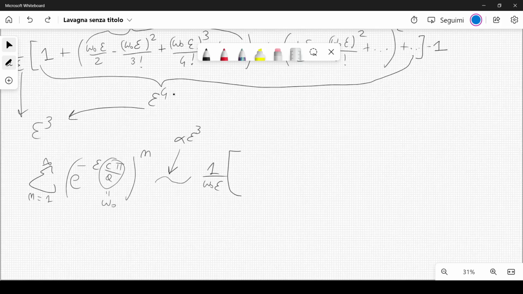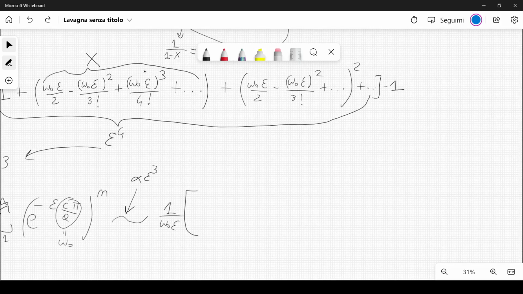So from the first term, which is just x, we get the term after this one. And what is that term? That term is minus omega 0 epsilon to the fourth divided by 5 factorial. This is the contribution of order epsilon to the fourth in the term proportional to x.